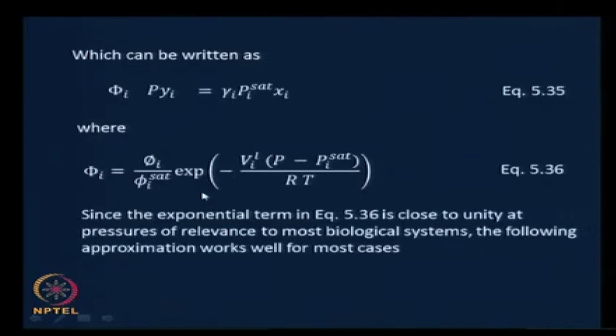What usually happens is that the exponential term is close to unity at pressures of relevance to most biological systems, which is typically atmospheric pressures and so on. Therefore, this term can just be replaced with a 1 for most biological systems, and the following approximation works very well, which is phi I equals phi I by phi I sat, equation 537.